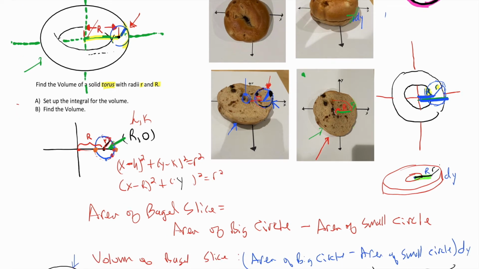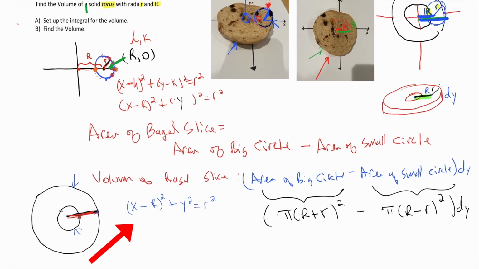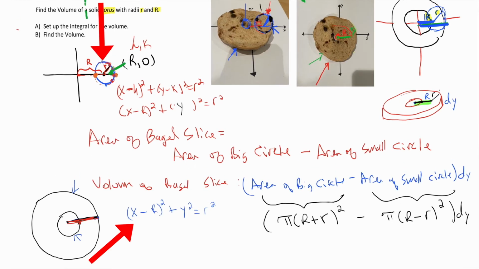We know that this is the formula for the little circle that we're doing, the one that's perpendicular to the slice of the bagel, right? So this is the formula for this circle right here. Let's solve for x. So we're going to do that by moving y to both sides. Minus y squared, minus y squared. You're going to get (x minus r) squared equals r squared minus y squared.